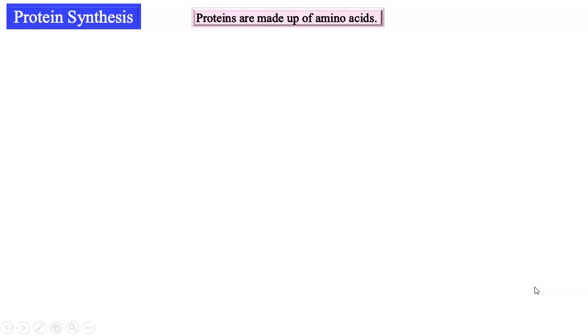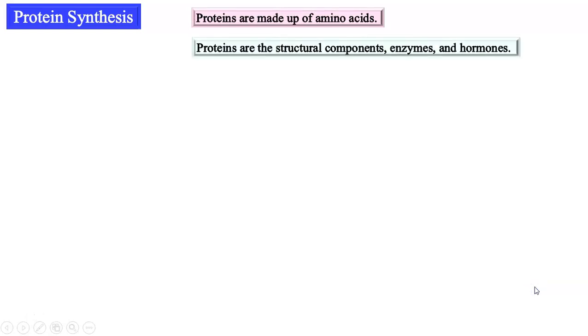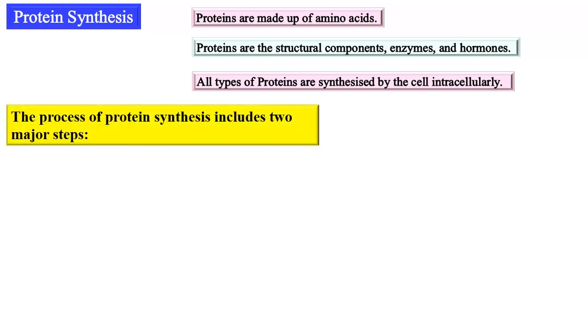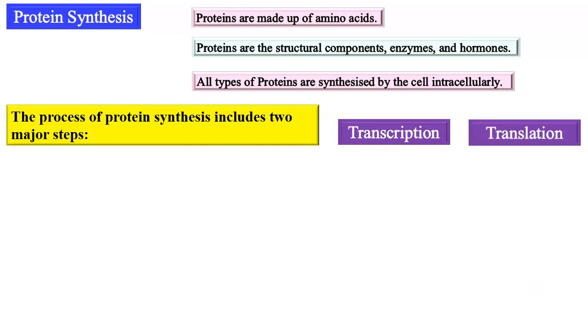Proteins are made up of amino acids. They are the structural components, enzymes, and hormones. The living cells need to synthesize new protein molecules, and all types of proteins are synthesized by the cell intracellularly. The process of protein synthesis includes two major steps, which are transcription and translation.